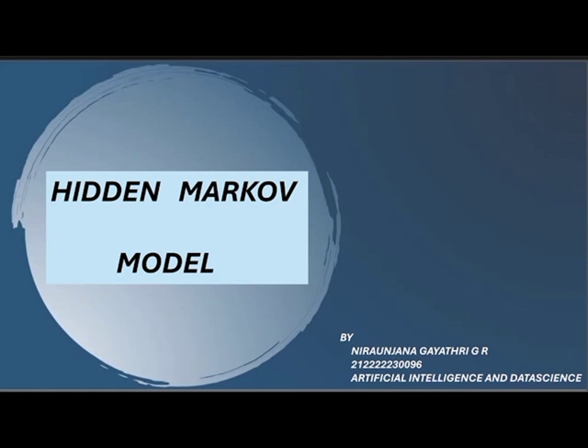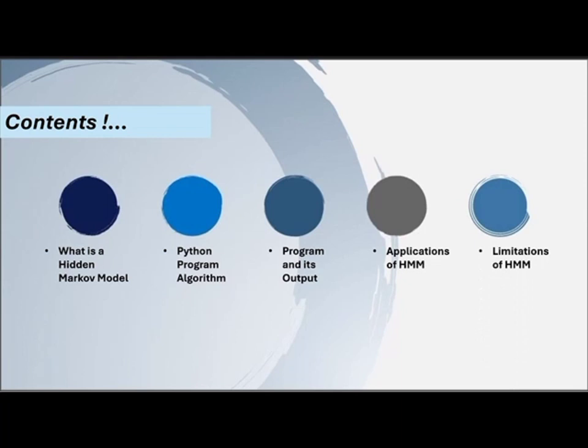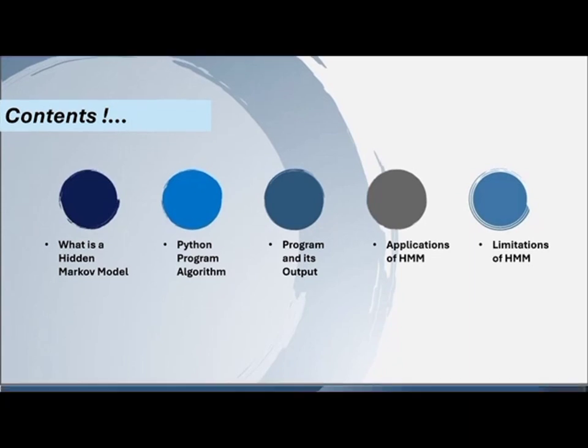In this video, we are going to see a presentation which is about the hidden Markov model. Now let us move on to the contents which will be covered in this presentation. The first thing, you will get a clear idea about what is a hidden Markov model, and then we will see a Python program along with its algorithm for the implementation of the HMM, and the program with its output will be displayed over here. Next, we will see the applications of the hidden Markov model. Finally, we will look upon the limitations of the HMM, like the disadvantages of the HMM model.